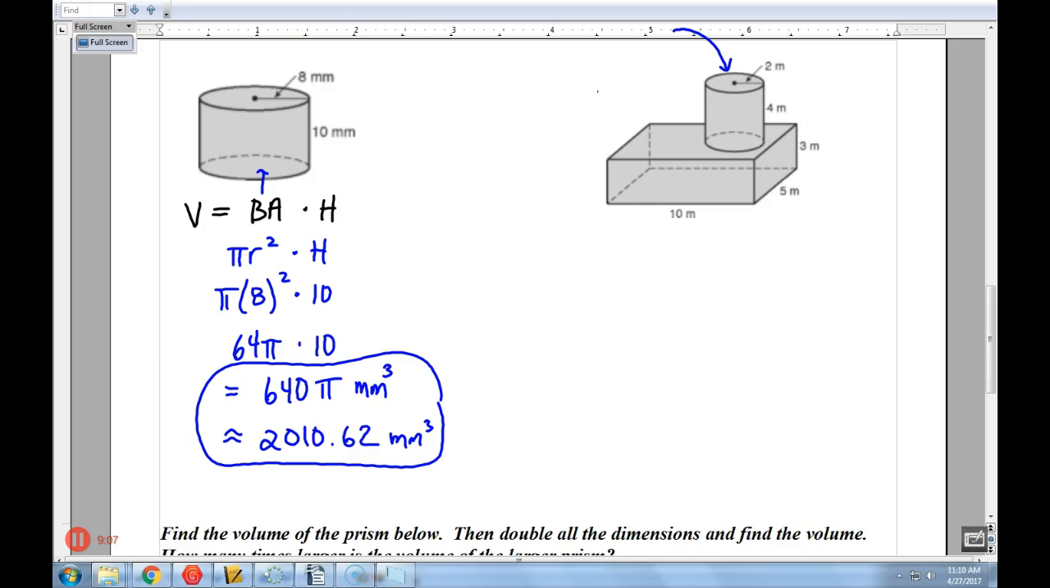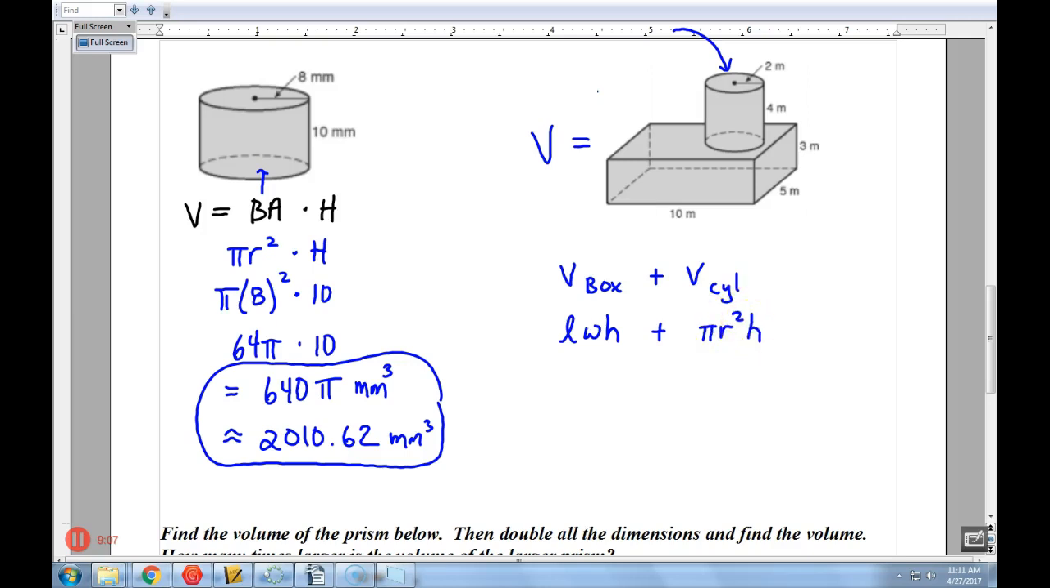So I think to get the volume of this entire shape, I need to do the volume of the box and add to that the volume of the cylinder. And so these aren't too bad. Remember, the volume of the box is just length times width times height. The volume of the cylinder is pi r squared times the height.